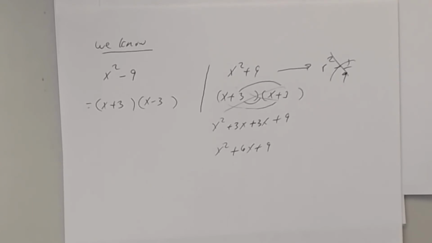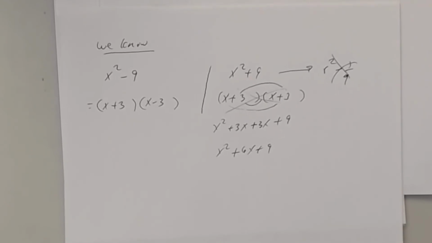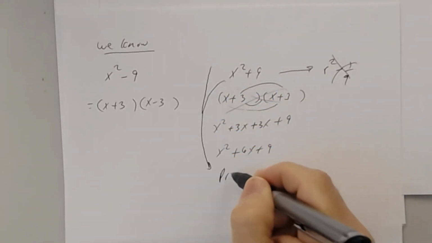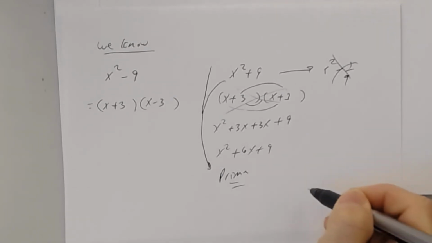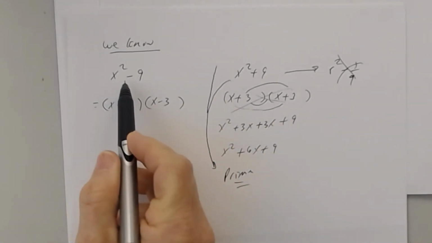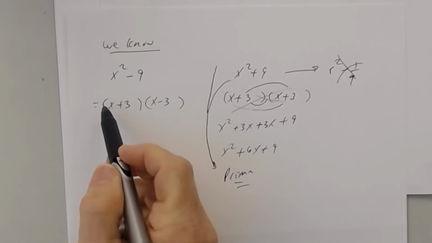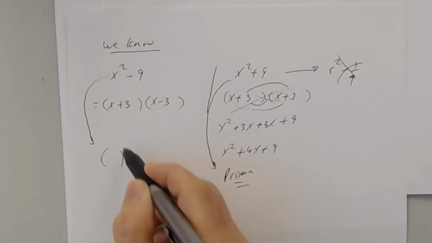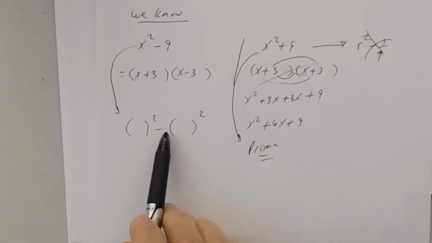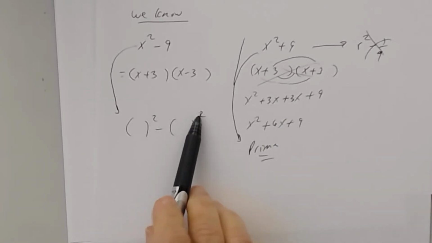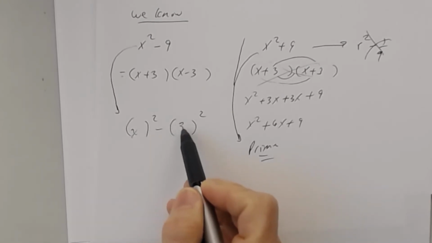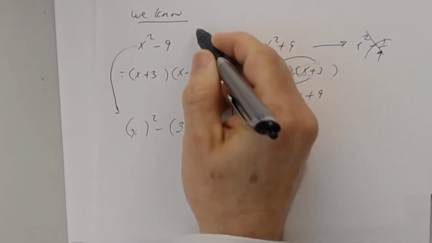Prime. Cannot be factored. This is prime. Now here's the thing. Do y'all remember a while ago we called this the difference of two squares? We call this the difference of two squares because I can write it as the difference of two squares. What goes inside the first parentheses? X. What about here? 3. So that was the difference of two squares.